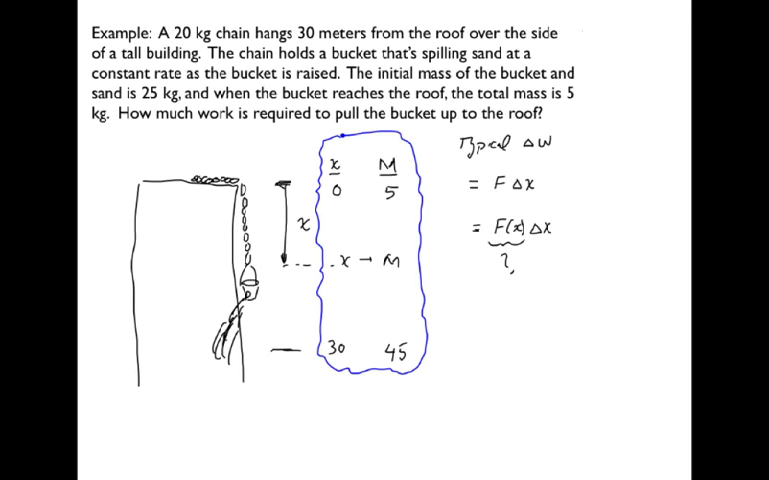When x is 30, the total mass is 45. When x is 0, the total mass is 5. And what do we need? We need to know what the force is, which essentially, mass is one easy step away from force, right? So essentially, we need what the mass is at any typical value of x between 30 and 0.